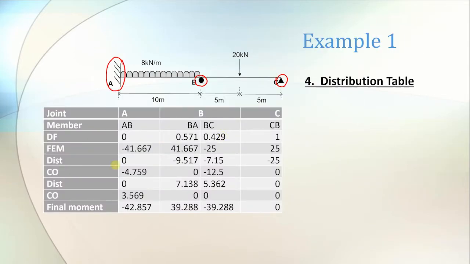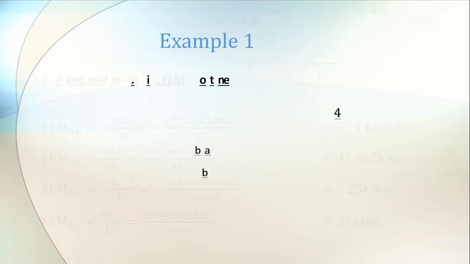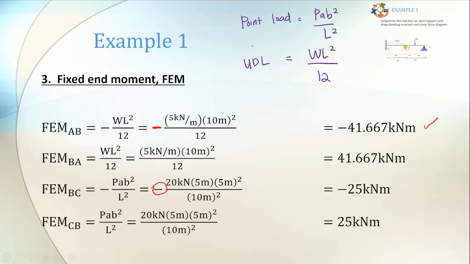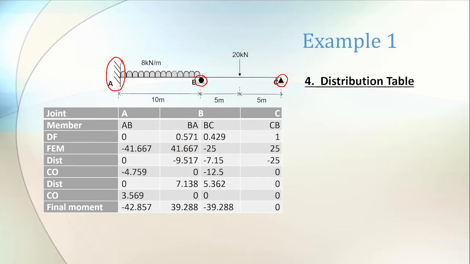And then fixed end moment, masukkan ikut the one that you buat inside this slide, FEM, this value according to the members AB, BA, BC and CB. Kita akan start to distribute. Okay, DIST ni is distribution and CO is carryover.